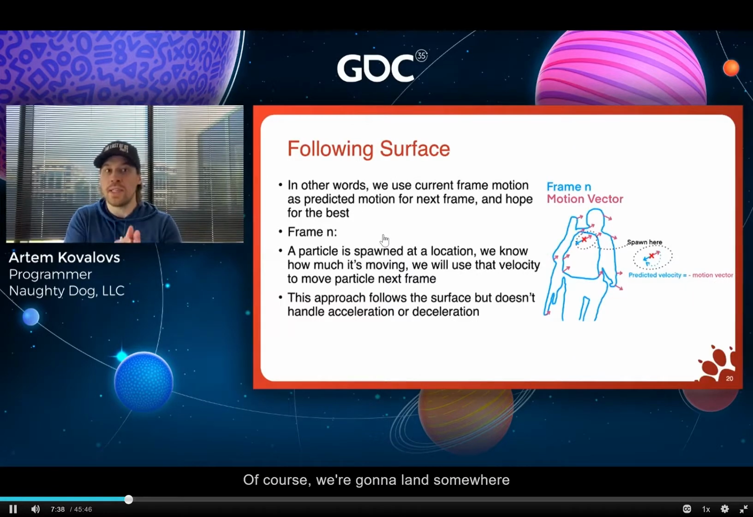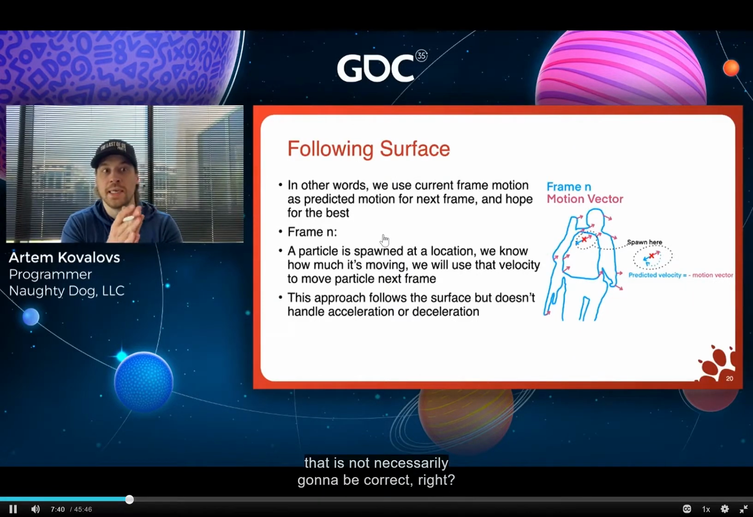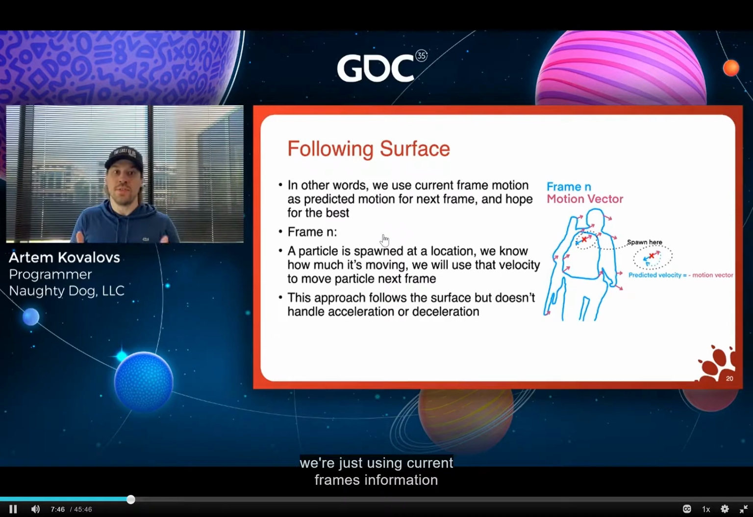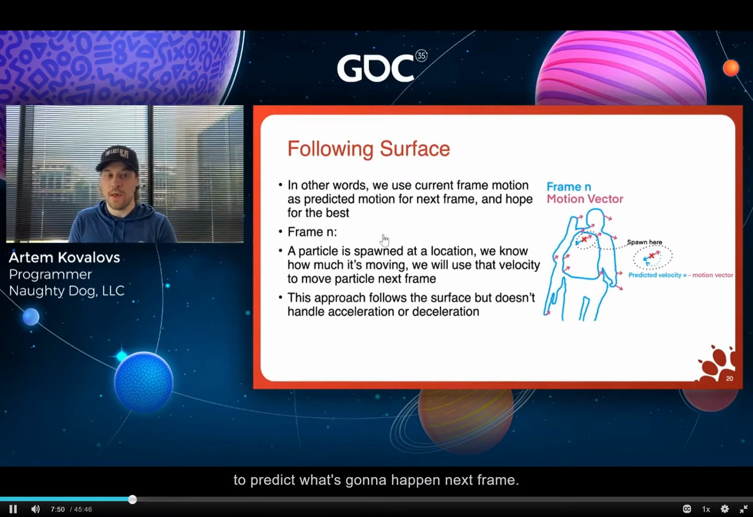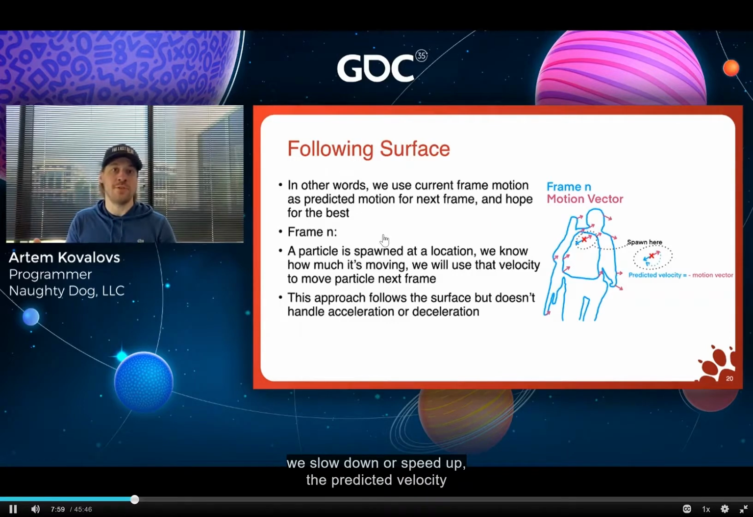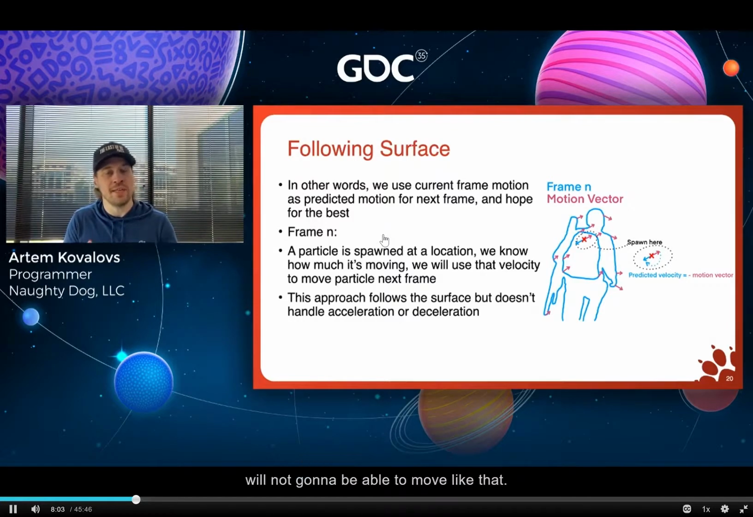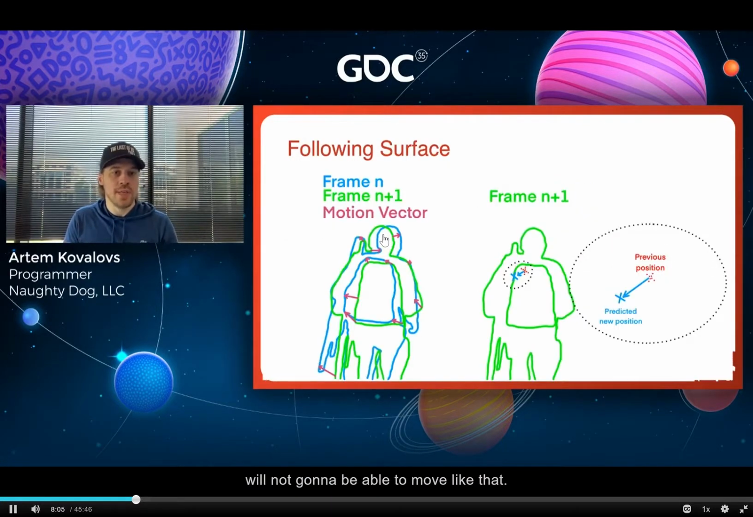Of course, we're going to land somewhere that is not necessarily going to be correct, because in other words, we're just using the current frame's information to predict what's going to happen next frame. And that doesn't give us anything about acceleration or deceleration. If we were moving with a certain velocity and in the next frame we slow down or speed up, the predicted velocity is obviously not going to have that information. We're not going to be able to move like that. So what can we do?